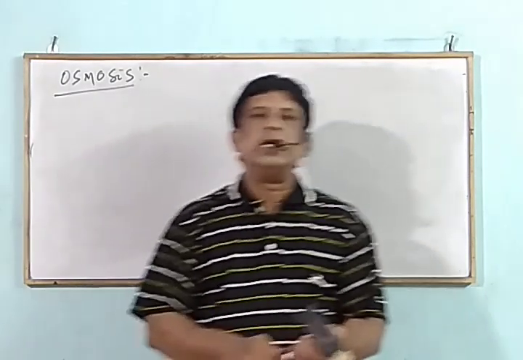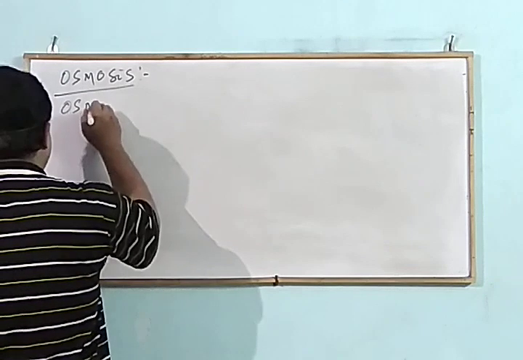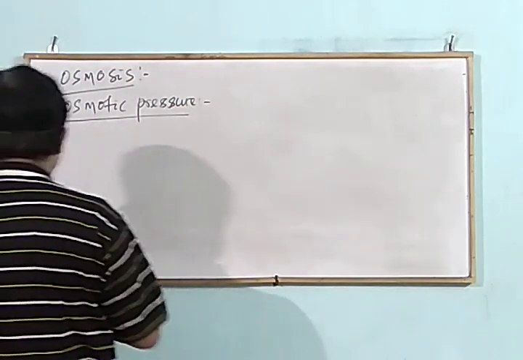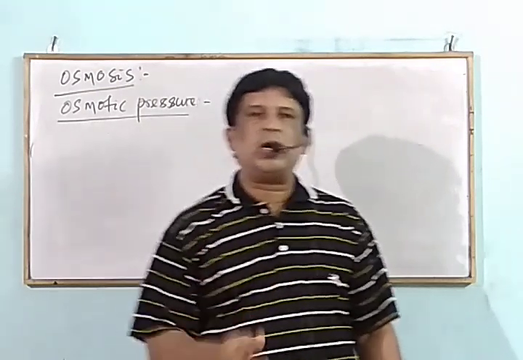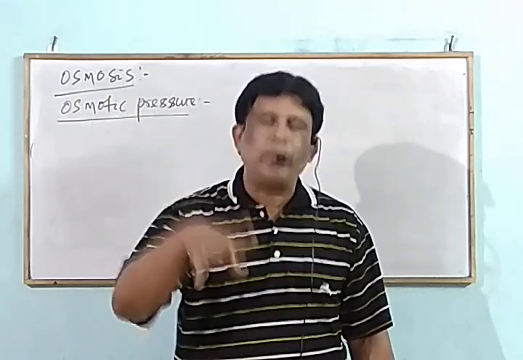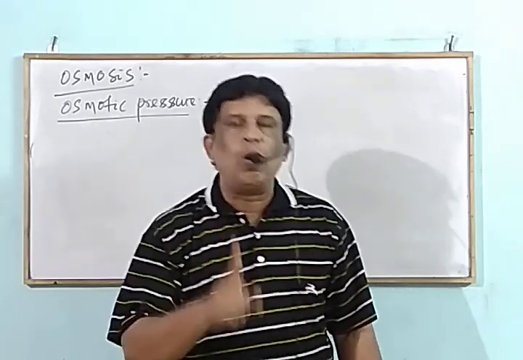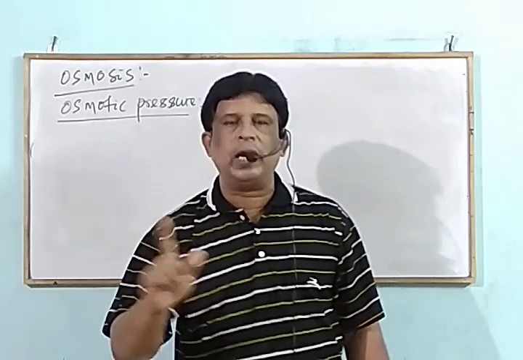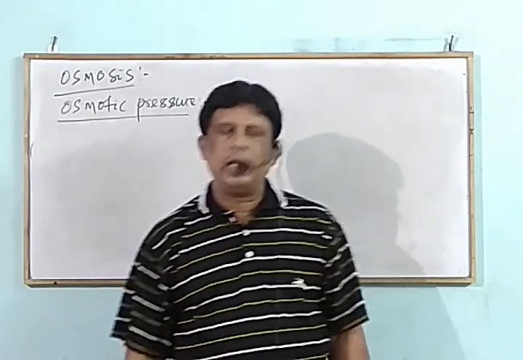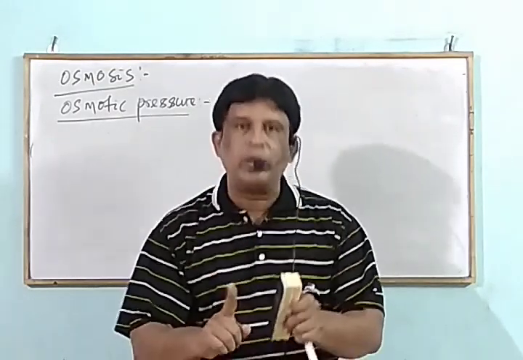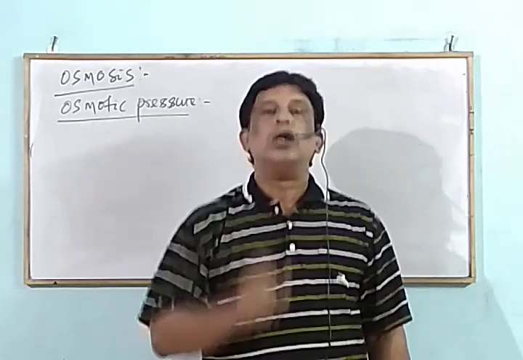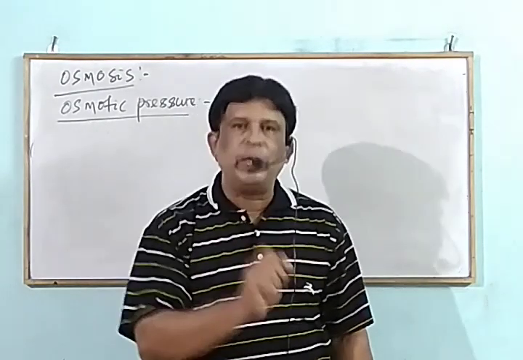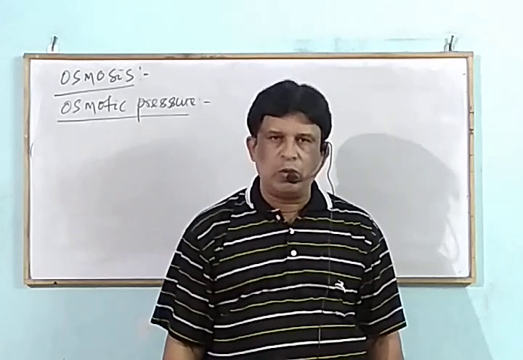Next, another term is osmotic pressure. What do you mean by osmotic pressure? The excess pressure developed on the solution side to check the flow of solvent from solvent to solution, when both are separated by a semi-permeable membrane, is known as osmotic pressure. I repeat again. The excess pressure that must be developed on the solution side to check the flow of solvent molecules from solvent to solution when both are separated by a semi-permeable membrane is known as osmotic pressure.